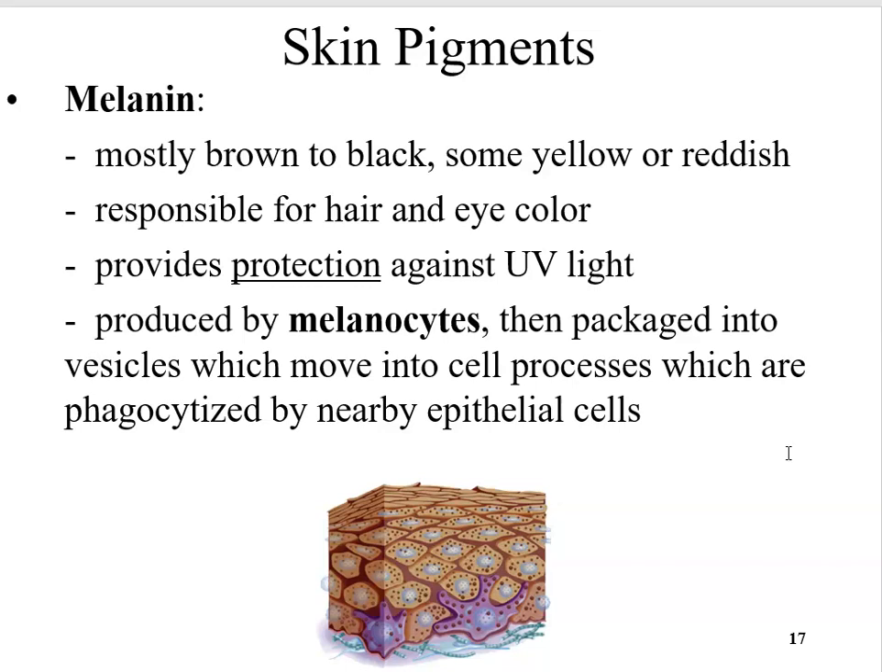It's produced by special cells called melanocytes. Produced in the cell, then packaged into vesicles, which move out into the processes or projections of the cell. And then the epithelial cells nearby will eat up these processes, so gobble up the melanin. And in this way, all of the cells of the epidermis will be protected by this pigment.